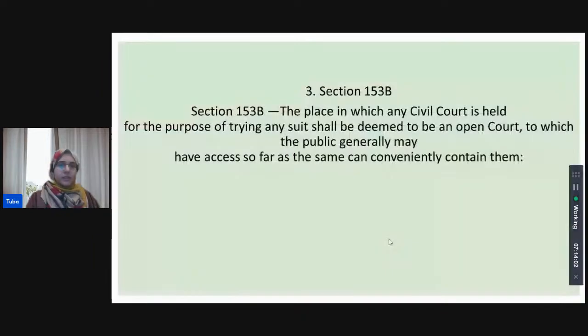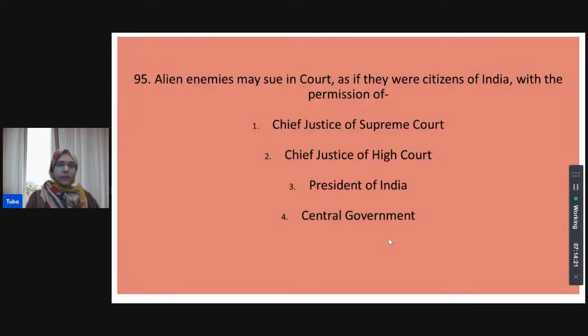The correct answer here is 153B. Aditya, you are right. 153B states that the civil court is an open court. Public generally may have access to it. As many people as can be conveniently contained in a civil court can be held in there. So 153B will be the correct answer. That was option 3.